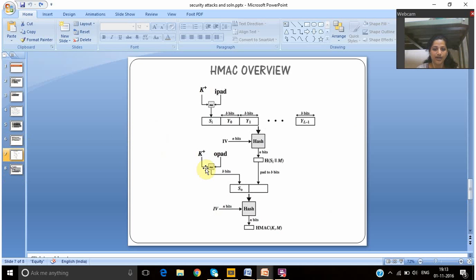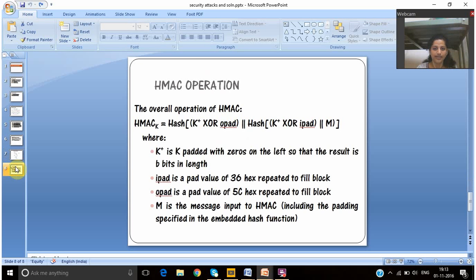In the second part, again the cryptanalytic factor K plus value is taken and it is XORed with the OPAD value. After XORing, there will be B bits that will be appended with the initial block, and this block is the output of the first part. Now that block is taken and hashed with the initialization vector, again the same initialization vector of n bits, and the answer of HMAC is obtained.